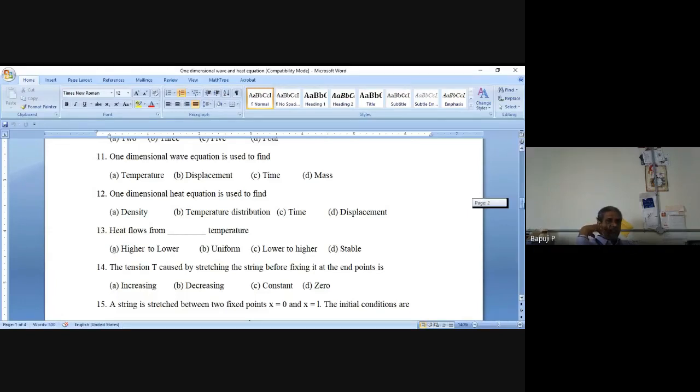Zero tension means we cannot fix that. There should be tension, but how will it be maintained?